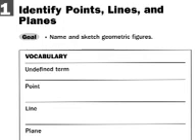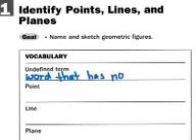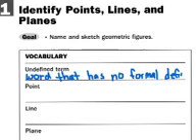So, first vocabulary word, an undefined term. This is a word that has no formal definition. This is stuff we just accept as true. So these next three words are all undefined terms.